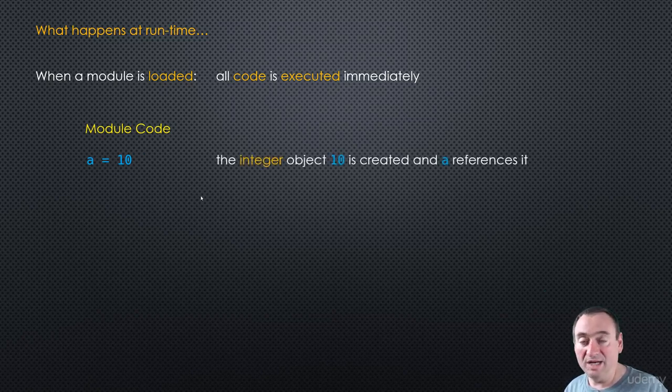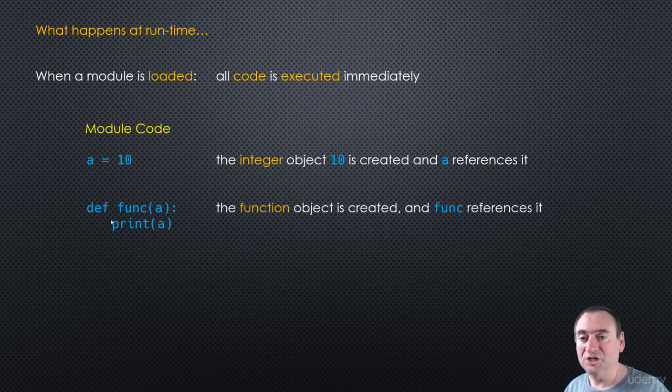We're essentially creating the object, the integer object 10, and then we're assigning a to that object, right? We're letting a reference that object. But when you have this type of code here, def func a, and then some code inside, well, that actually is also being executed. Now, it's not the function being executed. What's being executed here is def, which is something that creates the function. So it's going to create the function, it's going to put it in memory, right? And then func, you can think of as simply just a variable name that happens to point to that function object in memory.